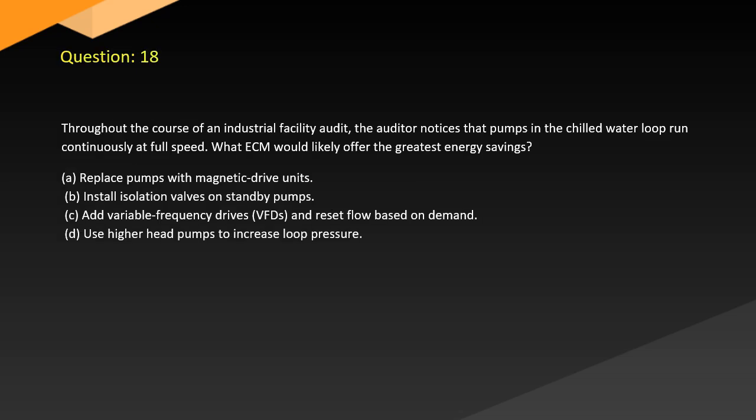Question 18. Throughout the course of an industrial facility audit, the auditor notices that pumps in the chilled water loop run continuously at full speed. What would likely offer the greatest energy savings?